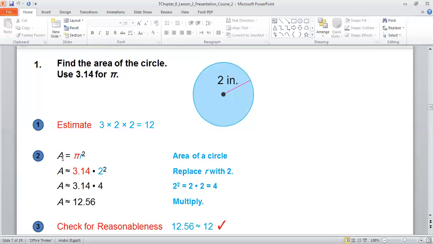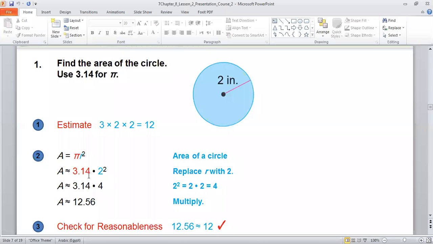Again, Muhannad, the area of the circle is equal to pi r squared. This is the rule, the formula of the area. Again, what is the rule of the area? The area of the circle is equal to pi r squared.